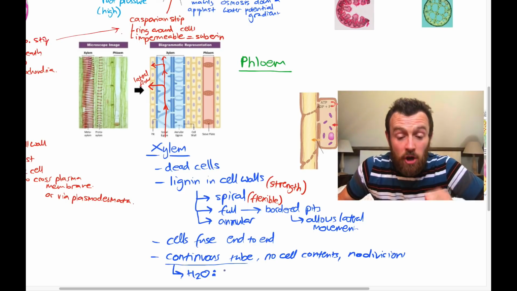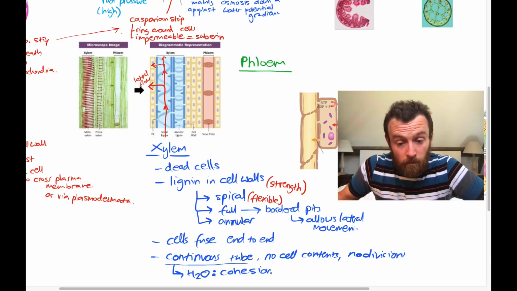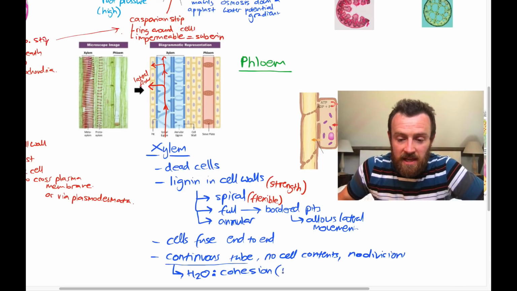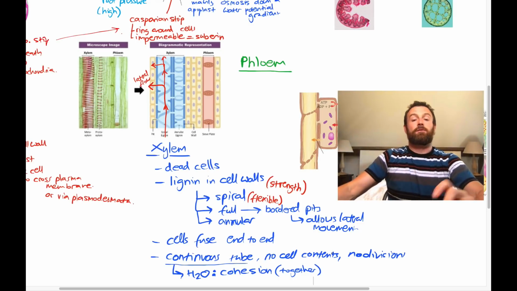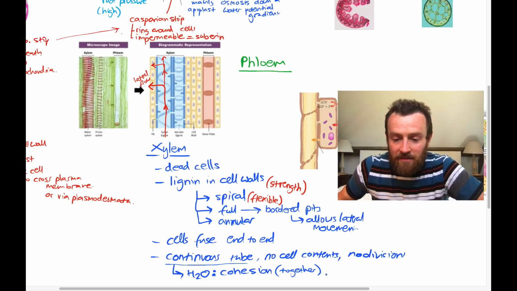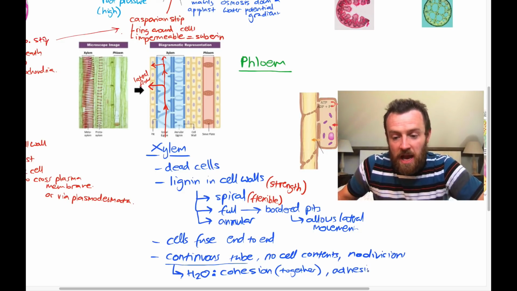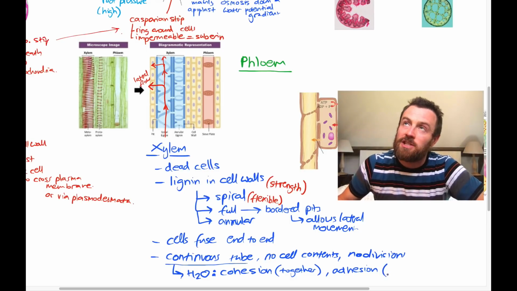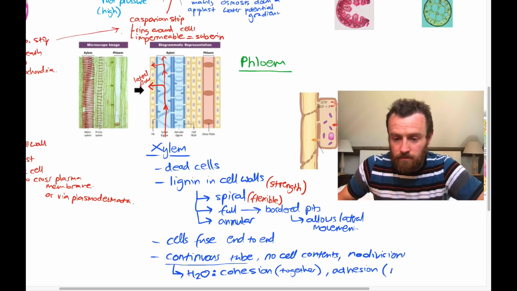We've got cohesion, which is water together. I'm kind of writing this in shorthand. Cohesion is the force that attracts water molecules together. They are cohesive. And we also have adhesion, which is how water molecules stick to the walls of the xylem and to other things, okay?